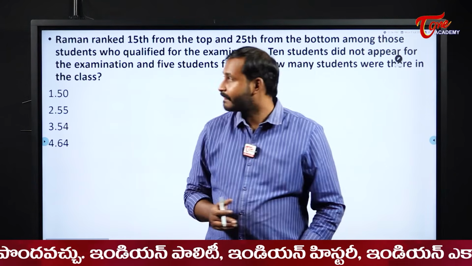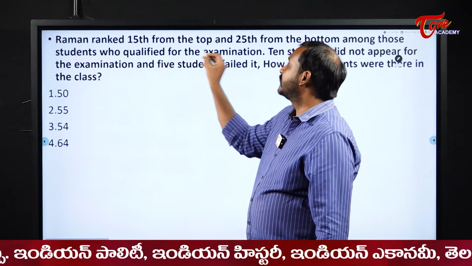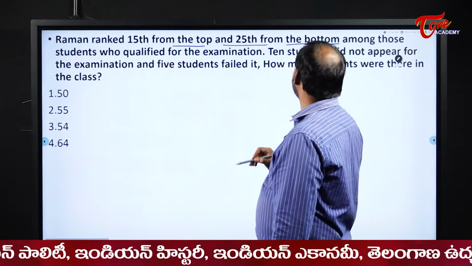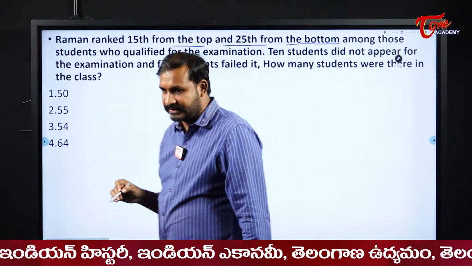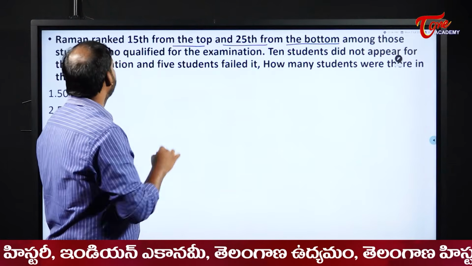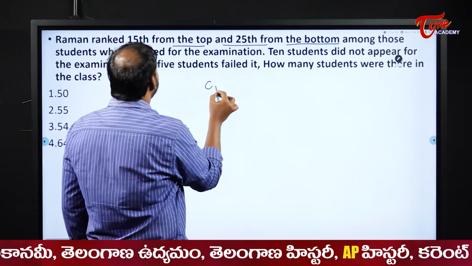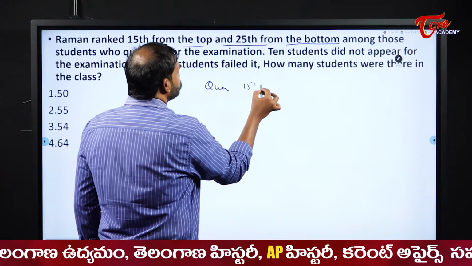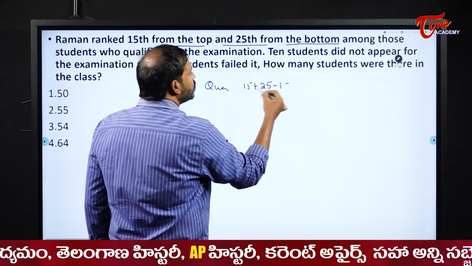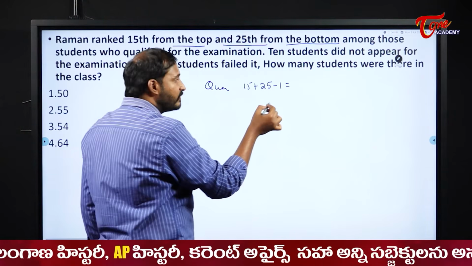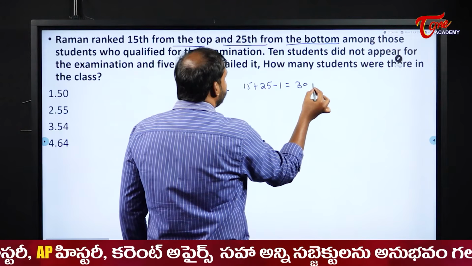Next one. Raman ranked 15th from the top and 25th from the bottom among those students who qualified for the examination. He is 15th from the top and 25th from the bottom. That means the total qualified will become what? 15 plus 25 minus 1. So how many are qualified in total? Total 39 are qualified.